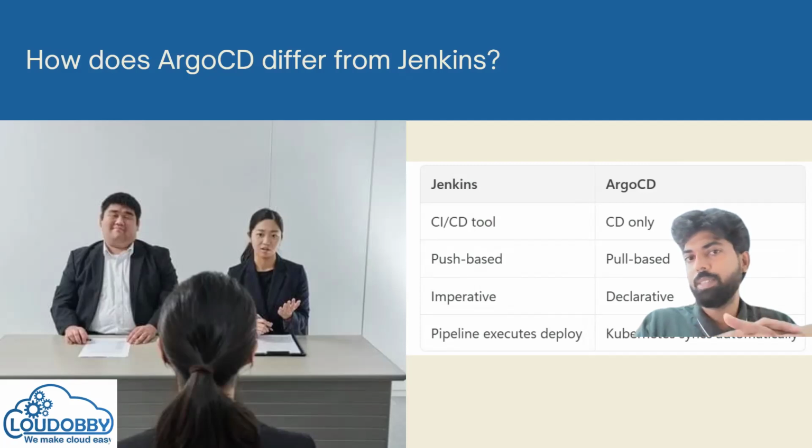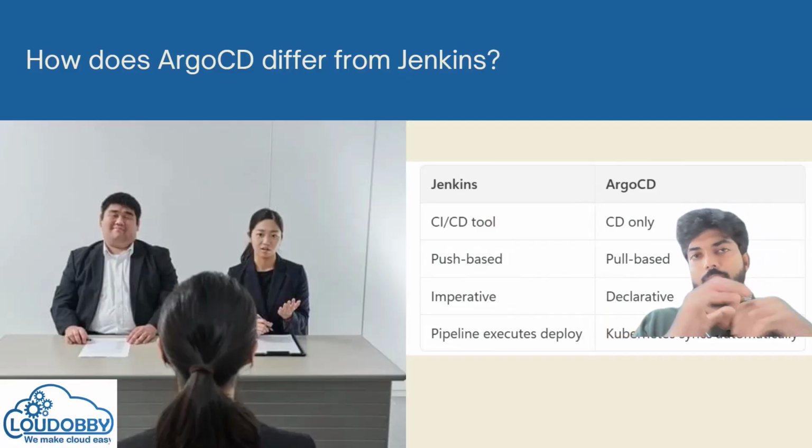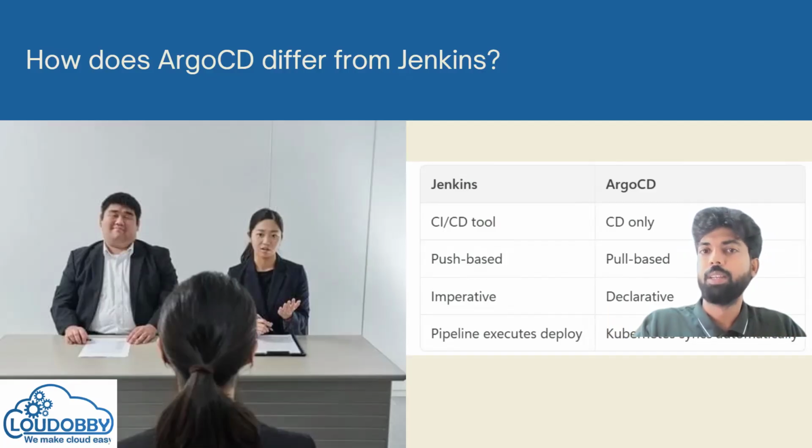Basically, Jenkins is a CI/CD tool, which means it can do a Java build, a Python build. It actually builds an application. But ArgoCD cannot build an application. It is completely a continuous deployment tool. It only deploys. Jenkins can do both CI and CD.